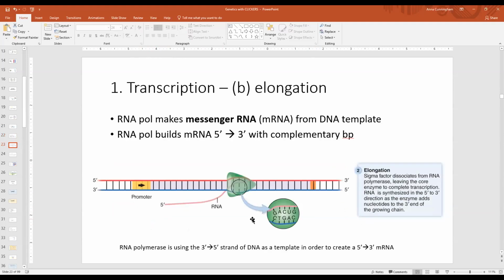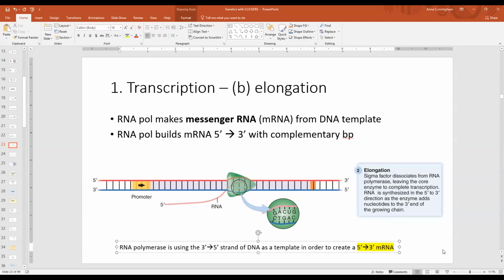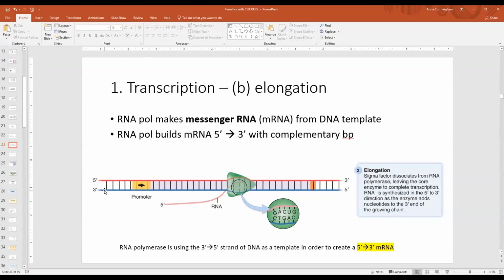And what it reads is complementary nucleotides. So remember, very importantly for transcription, what we're using as the template for our mRNA strand is the 3 to 5 prime strand of DNA. This serves as a template that we're going to use to build our complementary strand of mRNA. And remember, mRNA is always, always, always in the 5 to 3 prime direction. So you can see that's why we have to use the 3 to 5 prime strand.